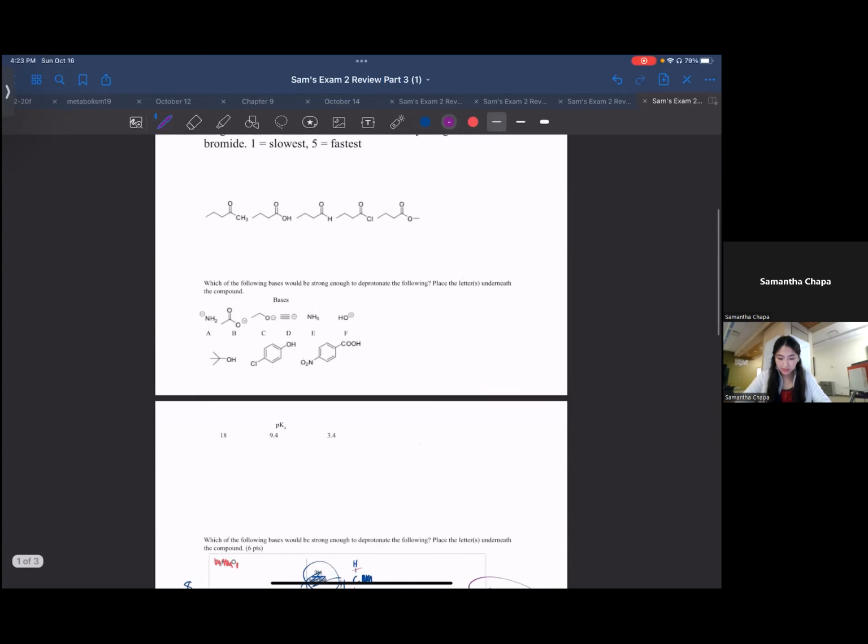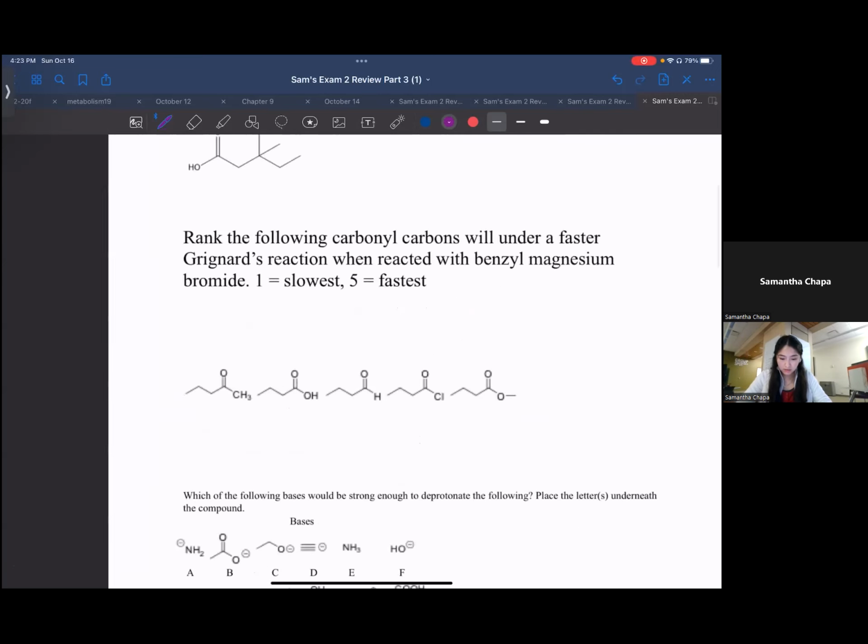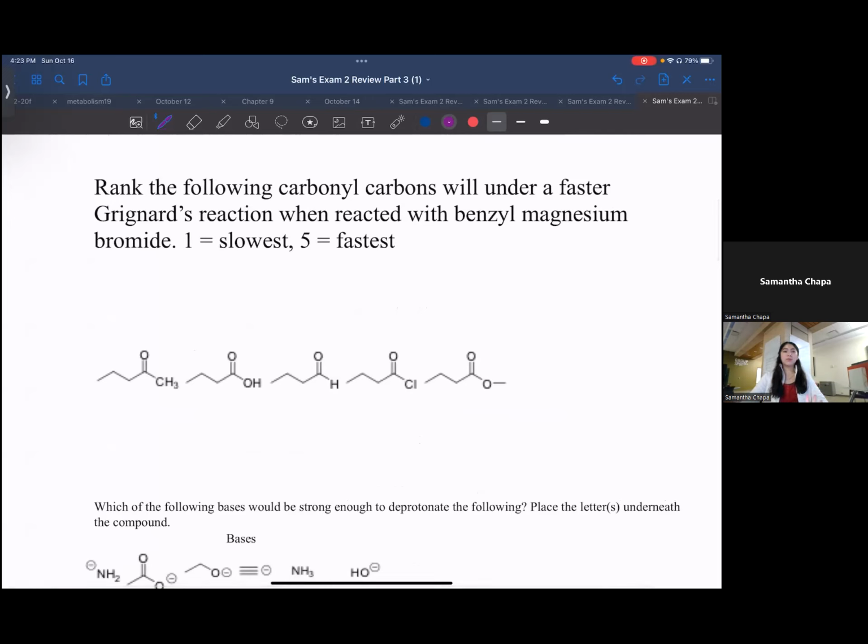Next thing I want to do, I'm going to do the ranking one. Rank the following carbonyl carbons: which one will react faster in the Grignard reaction when reacted with benzyl magnesium bromide? So 1 being the slowest, 5 being the fastest. This is one that I got on my exam. This one was tricky though. It's asking for a Grignard reaction, so anything other than Grignard is going to be considered a no reaction.